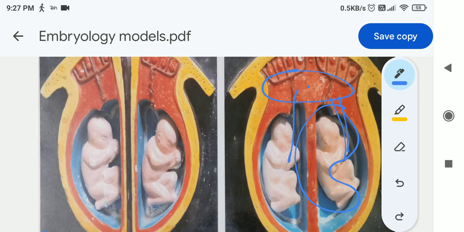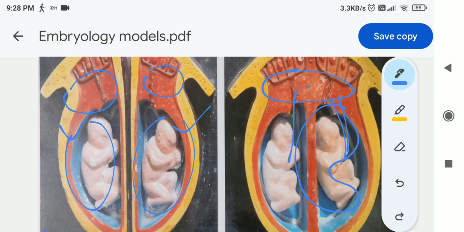That kind of thing will not happen in dichorionic diamniotic twins because two separate placenta is there, that is chorionic. Two separate amniotic cavities are there. So there is no competition for the nutrition because two separate placentas are there. That is the importance of understanding the dizygotic twins. It can have a common placenta, it can have two separate placenta. This is the importance of learning dizygotic twin.